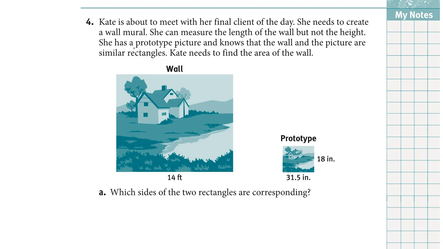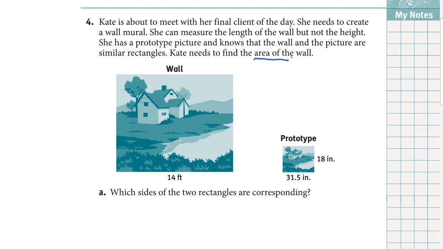Number 4. Kate is about to meet with her final client during the day. Remember in our first lesson of this activity, Kate is a graphic artist. She needs to create a wall mural. She can measure the length of the wall, but not the height. She has a prototype picture and knows that the wall and picture are similar rectangles. Kate needs to find the area of the wall.